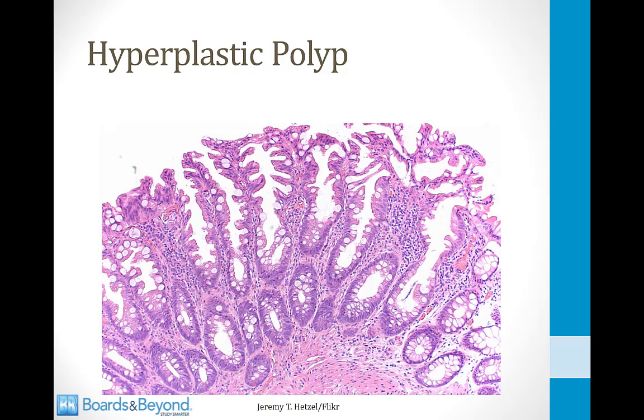This is the sawtooth or serrated pattern of a hyperplastic polyp. There are these finger-like projections sticking out from the polyp. They're made up of normal colonic mucosal cells. There's no dysplasia occurring, and this is what you typically see in a biopsy of a hyperplastic polyp.